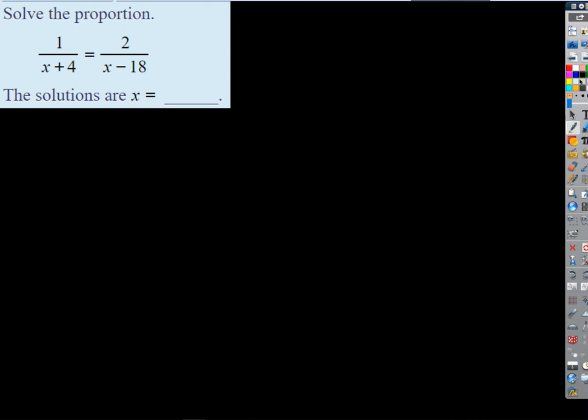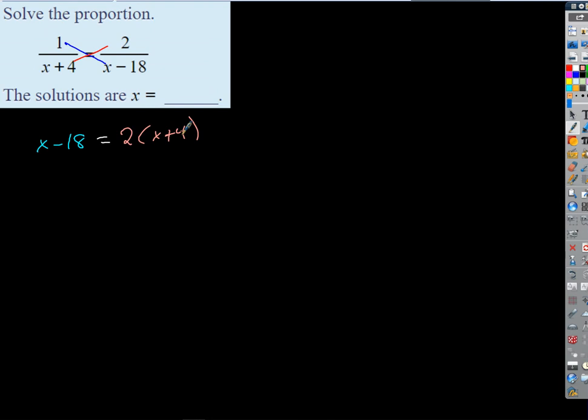So there's one cross product. We get x minus 18 equals, here's another cross product right there. So we get 2 times the quantity x plus 4, and then I would just solve that for you, right? Okay, good. But there's another part of this.